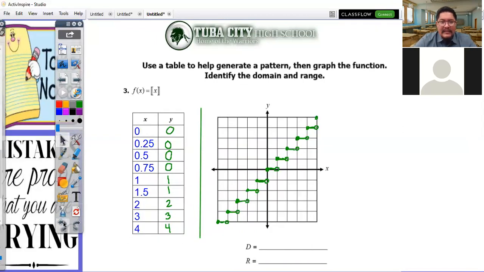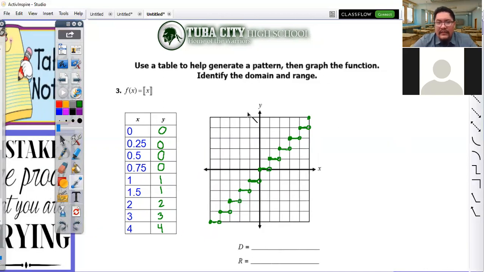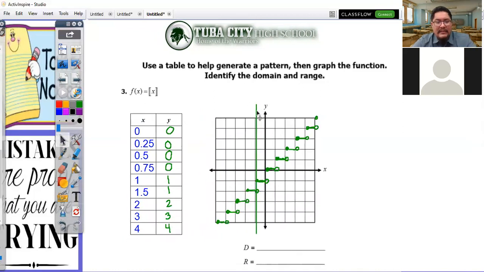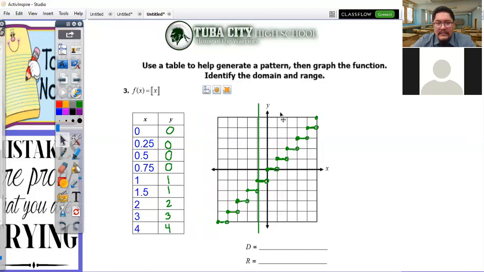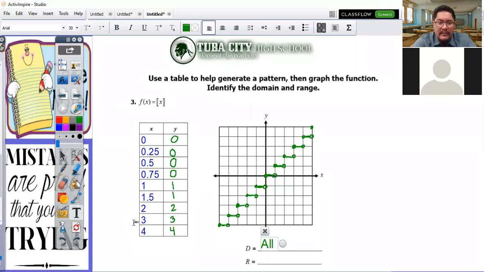But anyway, you would imagine that line moving from left to right, and we would look for any holes or gaps. So if I were to pick an area like -1, remember, it would pass through this open circle and run into this closed circle. And there would be no holes or gaps in this line. So since there are no holes or gaps, that means our domain is all real numbers. So everything is included in this.